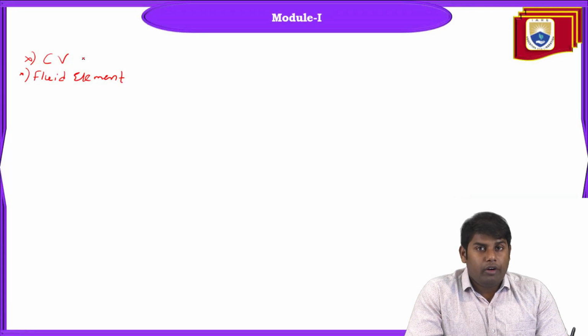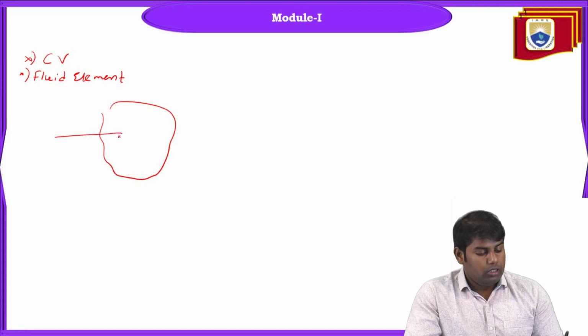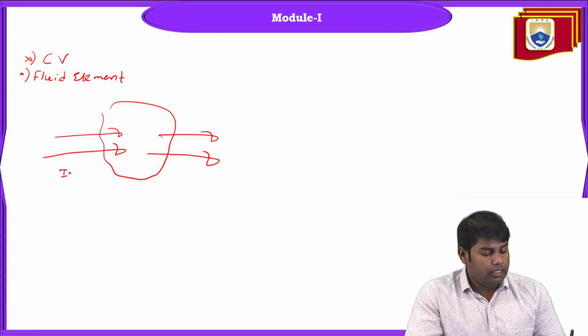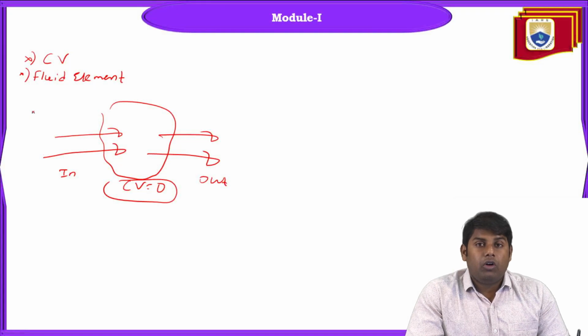The physics of the flow does not vary. So what we are doing is making the control volume stationary initially, and we are making the fluid flow through the control volume. If you take this as a control volume, this flow is coming inside, this flow is going outside. So this is in and this is out, but this CV velocity is zero.